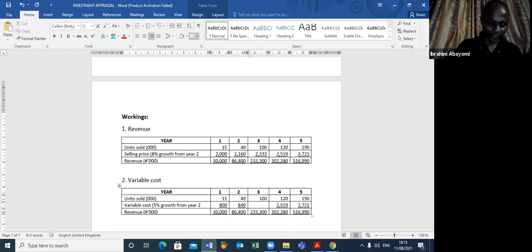840 times 1.05 is 882. 882 times 1.05 is 926. 926 times 1.05 is 972. These are the variable costs.